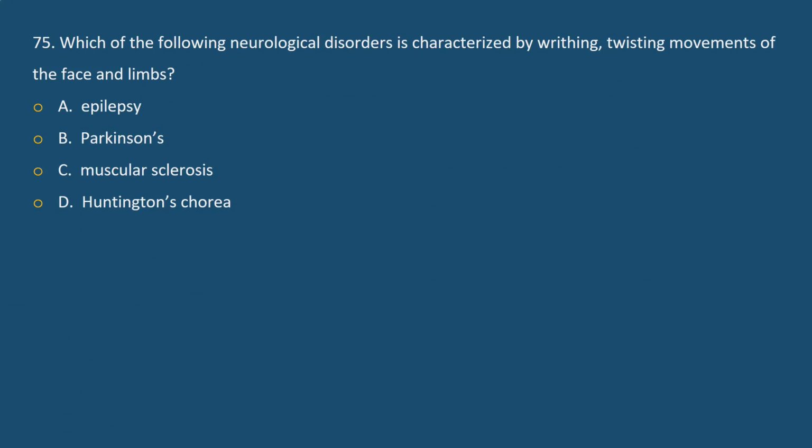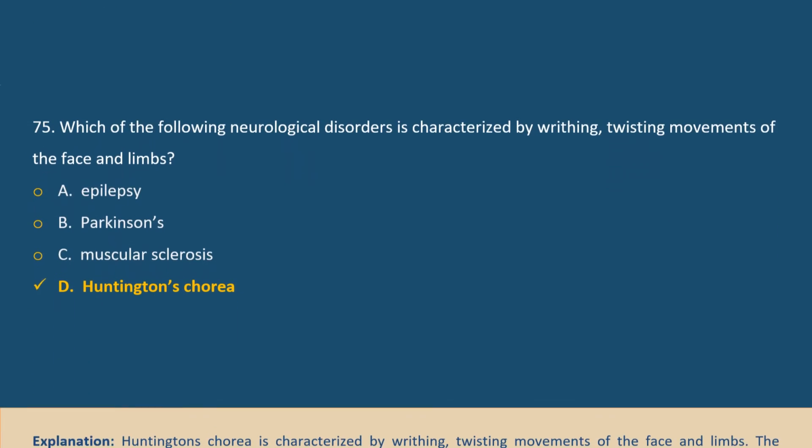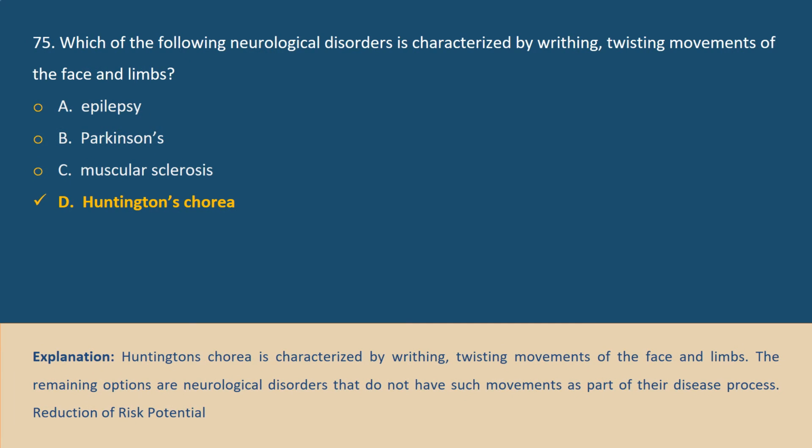Question 75. Which of the following neurological disorders is characterized by writhing, twisting movements of the face and limbs? A. Epilepsy. B. Parkinson's. C. Multiple sclerosis. D. Huntington's chorea. Answer D. Explanation. Huntington's chorea is characterized by writhing, twisting movements of the face and arms. The remaining options are neurological disorders that do not have such movements as part of their disease process. Reduction of risk potential.